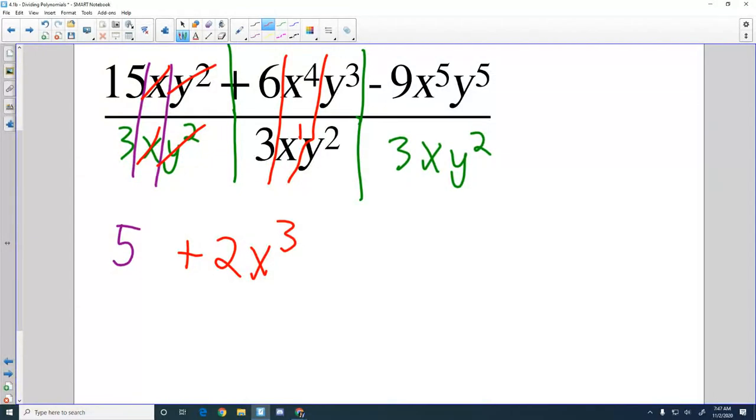So you put x to the 3rd up top, in the numerator's position, not in the denominator. And then same thing with the y's. Where are there more y's? On the top or on the bottom? On the top. And how many more? Just 1 more, right? You got 3 compared to 2. There's 1 more y up top.